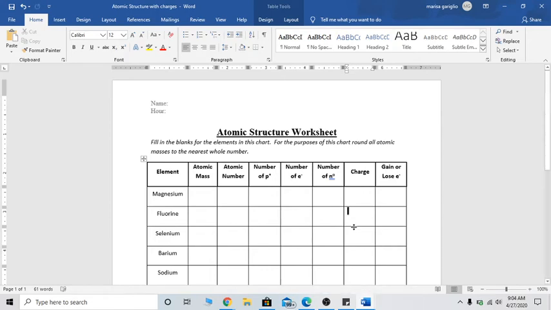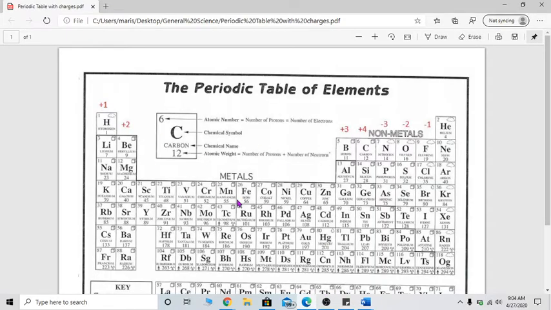So this week's assignment is on page 19 in your notes. I created a separate one for you, and I'll send a copy to you in Google Classroom so you can just fill it out and send it back. So it's the atomic structure worksheet. You will also need your periodic table.